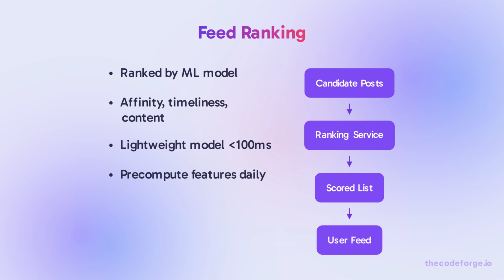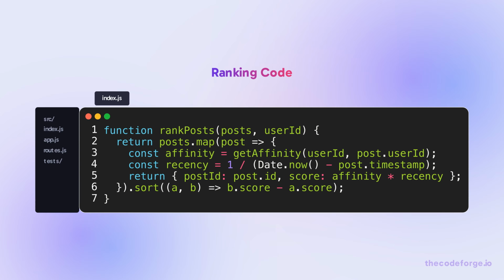Instagram's feed isn't just chronological. It's ranked by a machine learning model considering affinity, timeliness, and content type. The ranking service must complete in under 100 ms, so it uses a lightweight model with pre-computed features stored in Cassandra. This simplified ranking multiplies affinity by recency. In production, affinity is pre-computed daily and cached, reducing ranking latency from 500 ms to 10 ms.